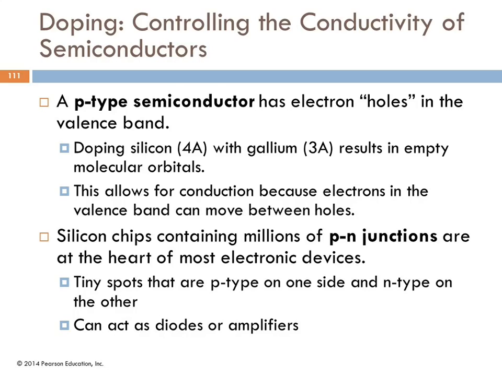What they do with silicon chips is they make use of PN junctions, where you have a p-type semiconductor and an n-type semiconductor right next to each other. And that allows you to control the conductivity of the devices, and you can do just mind-boggling things with those sorts of silicon chips. They can act as diodes or amplifiers, but you get tiny spots that are p-type on one side and n-type on the other.